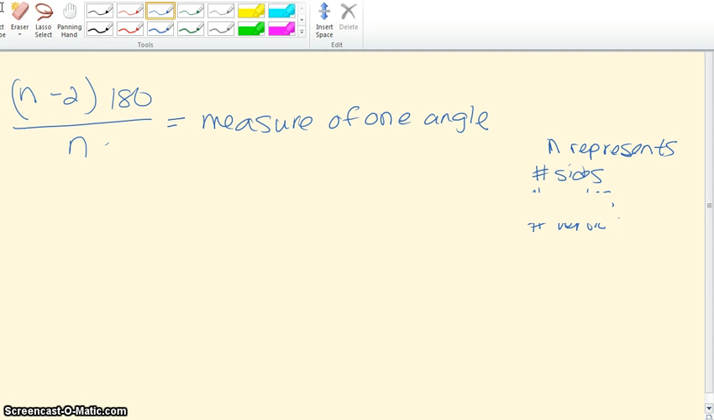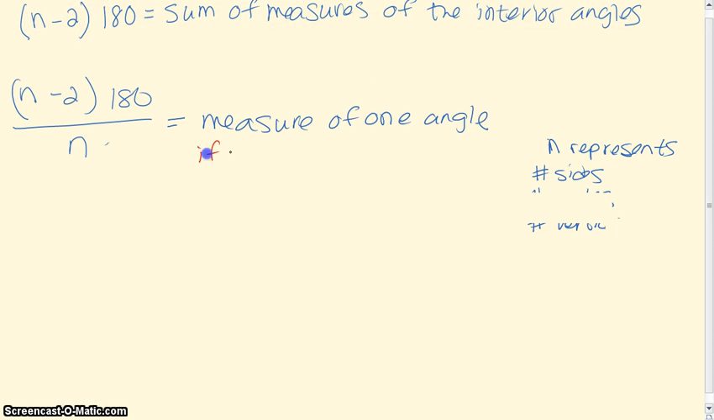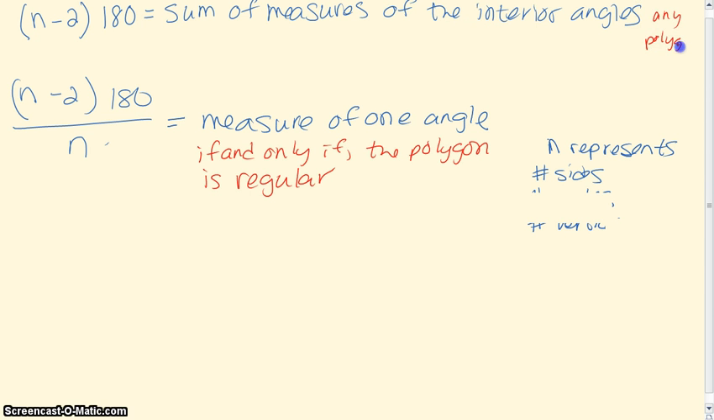if and only if, now here's the important part, if and only if the polygon is what? When is it true that all angles will be equal or congruent? When the polygon is regular. So here's your any polygon situation. Here's your regular polygon situation.